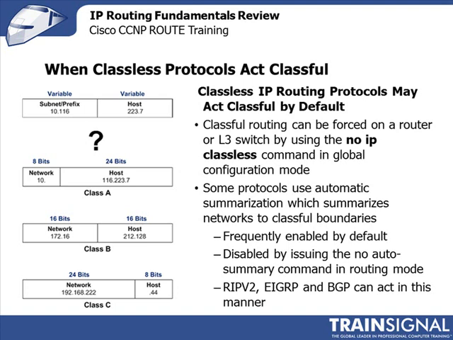More specifically, and to the point, some protocols use something called automatic summarization, and summarizes networks to the nearest classful boundary. In essence, acting in a classful manner, even though it's a classless protocol. The bad news is it's frequently enabled by default, this auto-summarization. EIGRP, RIP, and BGP will just do the classful summarization by default. It's disabled by issuing the no auto summary command in the routing protocol configuration mode.